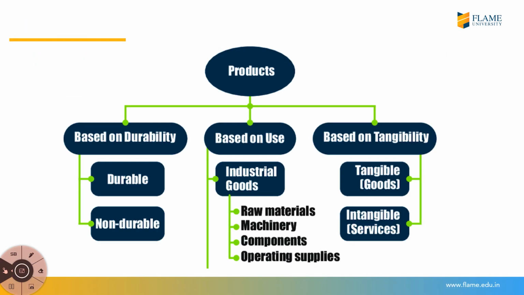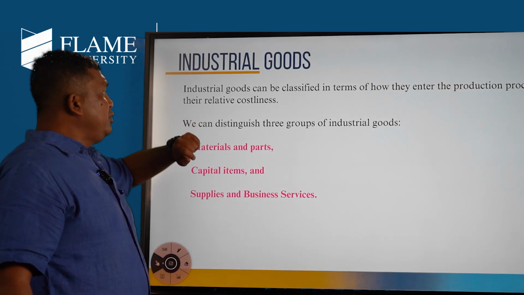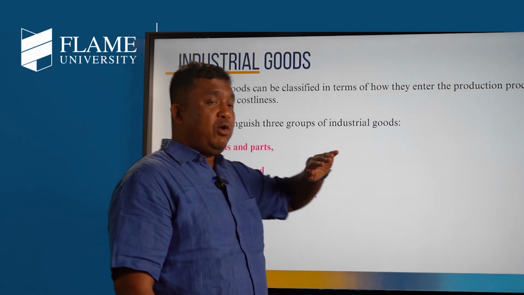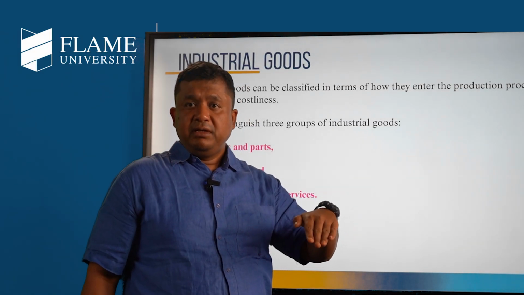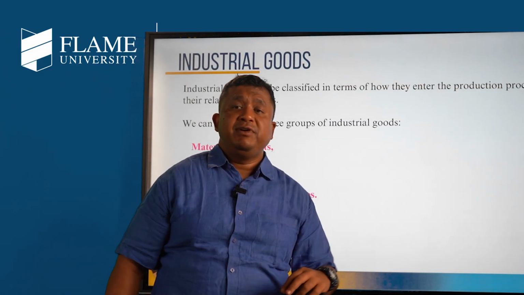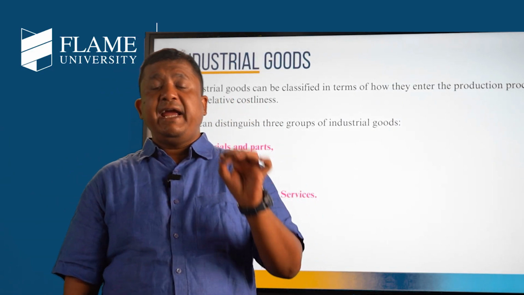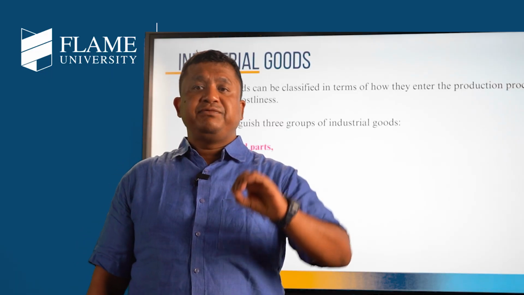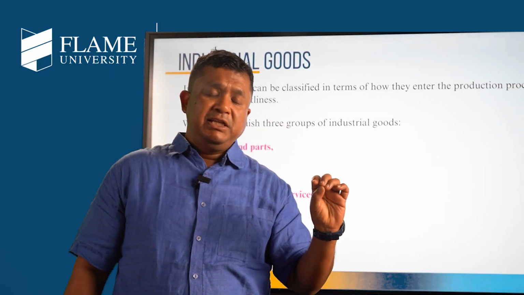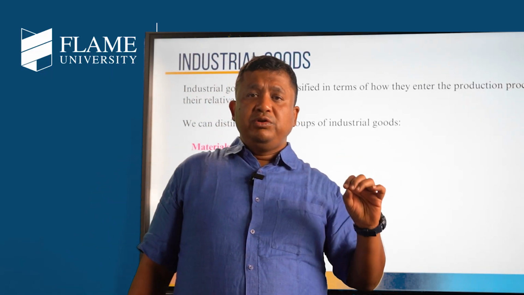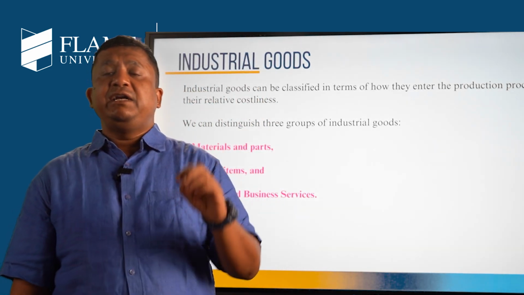Next, another section we look at now is industrial goods. Now let us see what industrial goods are. Industrial goods can be classified in terms of how they enter the production process. What is the main difference between industrial and consumer goods? Consumer goods are those goods which the end user ultimately buys from various selling spots. But industrial goods do not sell directly to the end user.